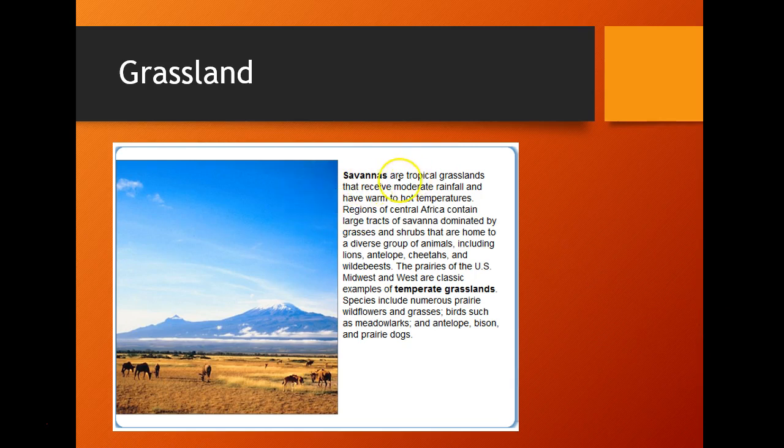Some examples of the grasslands could be savannas, right? And savannas are tropical grasslands because they receive more rainfall. But we also have other types of grasslands called the temperate grasslands, and that's more of like what you can find in the Midwest in the US. And this is where you can find like wildflower and grasses, lots of different birds, antelope, bison, and prairie dogs.